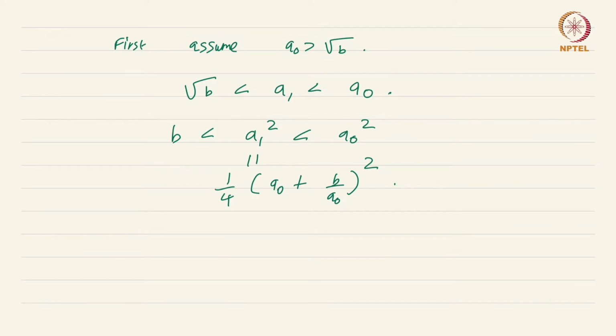Now let's just focus on the middle term. It expands out to 1 by 4 times (a naught squared plus b squared by a naught squared plus 2 a naught times b by a naught), so this is just 2b, because the a naught and a naught get cancelled out. So this is the expansion of the middle term.